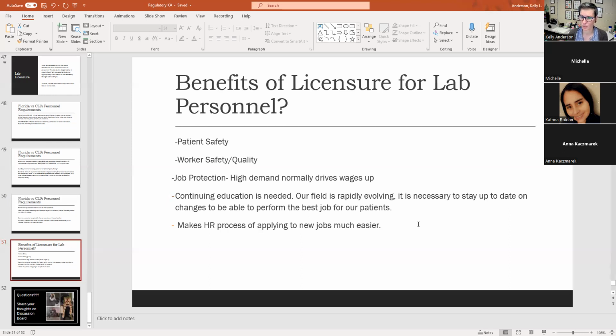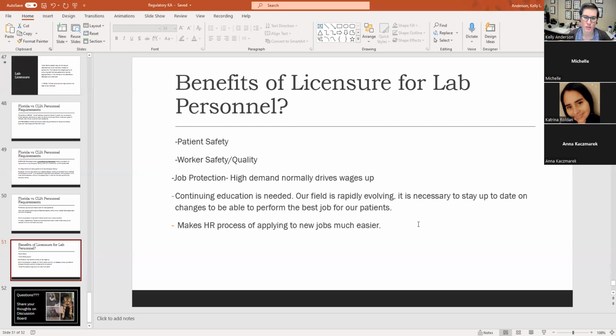So it also makes the HR process really easy whenever you have your license, because it's really nice. You can look up Florida licenses. It's free. There's a website, and you can go there and type someone's name and confirm that they have a Florida license. So every single time you move to a different job, you don't have to pay ASCP to send your verification, because they do make you pay to verify that you're certified. You don't have to get your transcripts sent, because basically in Florida, we know if you have a license, you meet the minimum requirements for Florida.